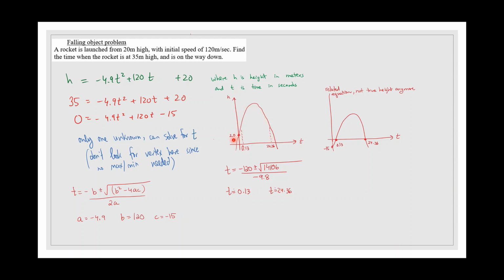So the main thing that you want to take away from this is that the zeros of the related equation, if they were to be plotted on the original height graph, will be exactly where the height is at 35 meters high. And so therefore we can answer this question: the rocket was at height 35 and on its way down at around 24 seconds.